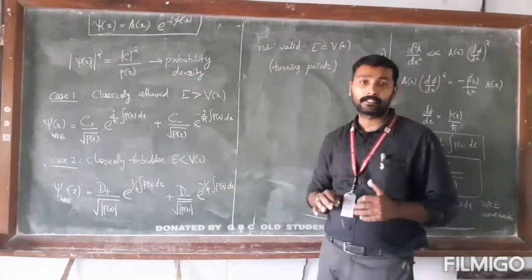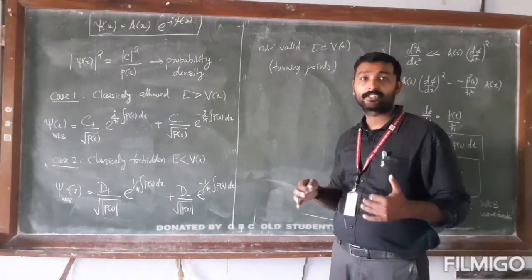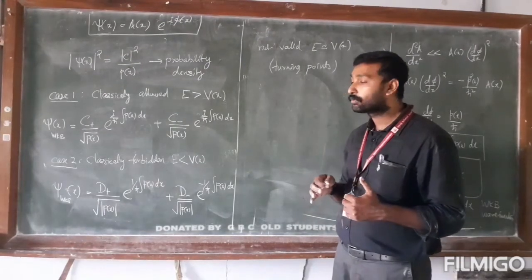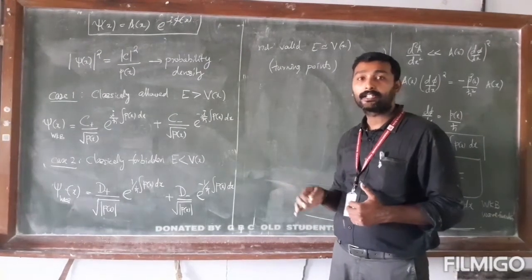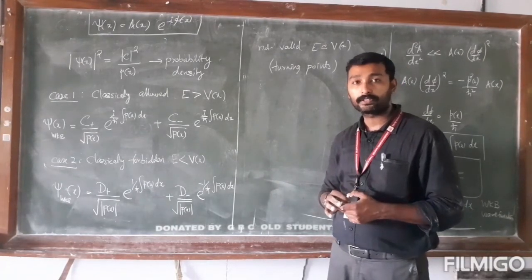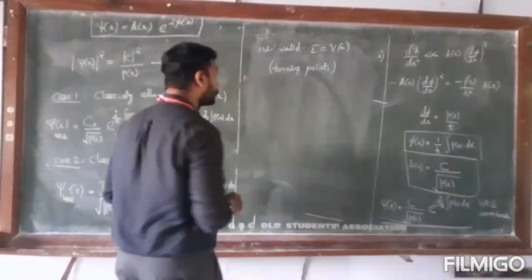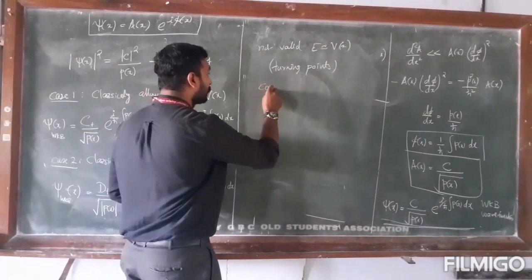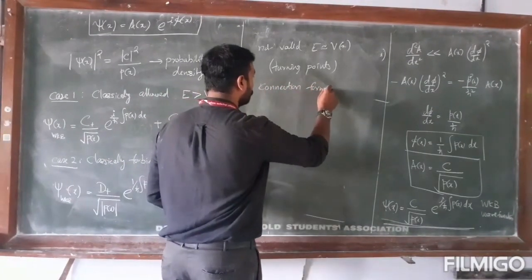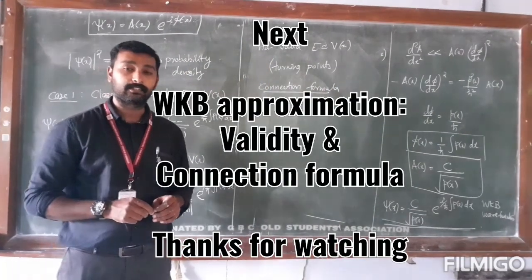That we will discuss in the next class. The problem of dealing with turning points is handled by the connection formula, which we will discuss in detail in the next class. Moreover, we also have to discuss the validity of WKB approximation. So these are the two things remaining for us: the validity of WKB approximation, and the dealing with turning points through the connection formula. Both these topics we will discuss in the next class. Thank you.